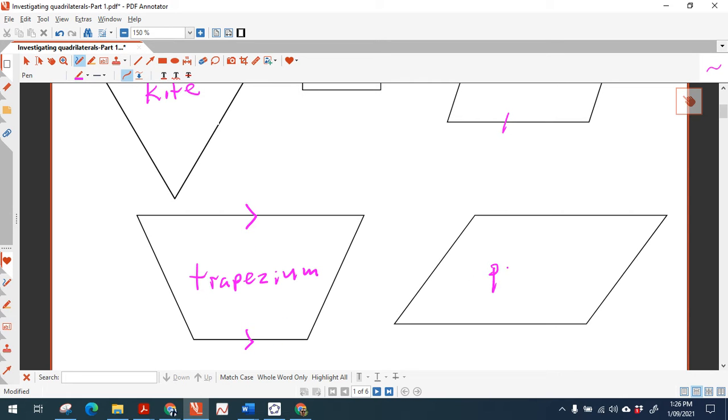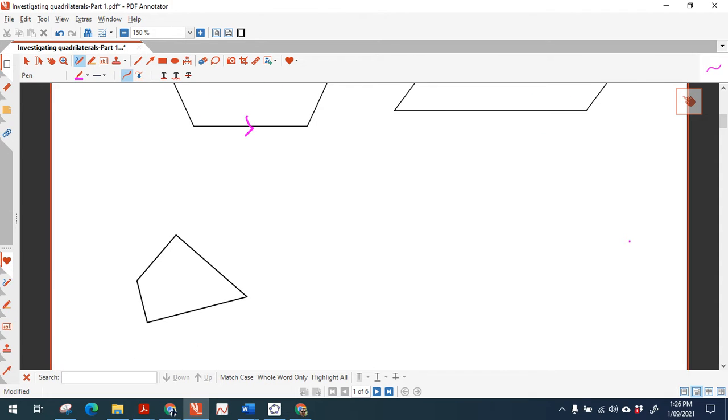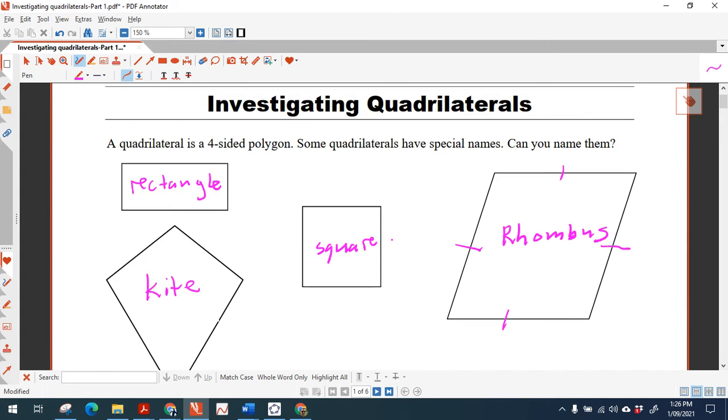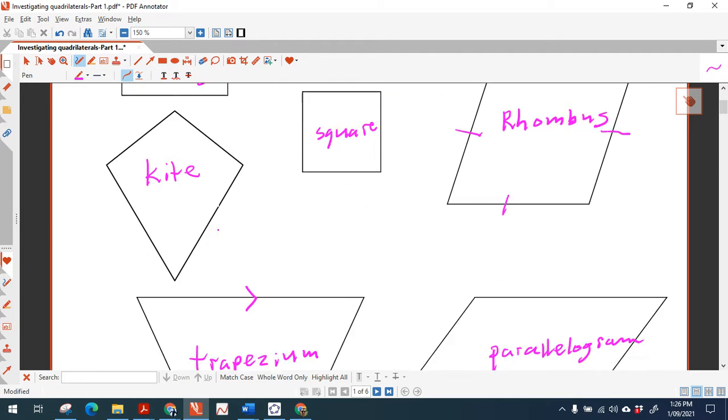This one here is called a parallelogram. Parallelogram, okay? And the one down the bottom here, well, that's just some random four-sided figure. We just call that a quadrilateral. It's got no equal sides necessarily, no parallel sides. But in fact, all of these figures on this page are quadrilaterals because they have four sides.